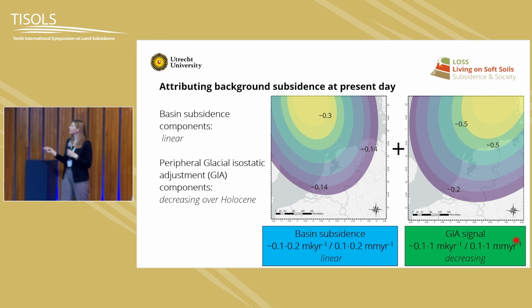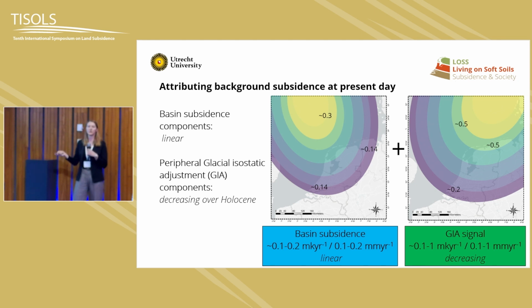While on the other side, we have the GIA signal, or the peripheral glacial isostatic adjustment signal, due to the fact that the Netherlands is in the periphery of the former ice sheets in Scandinavia and Scotland. And this signal is more varying over the Holocene. So it was higher at the start of the Holocene, but due to the viscoelastic process, it is now decreasing.